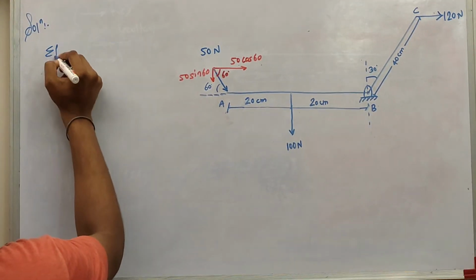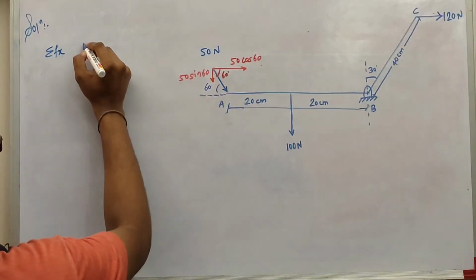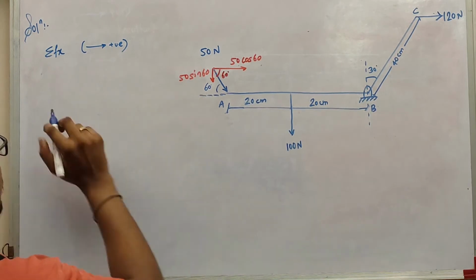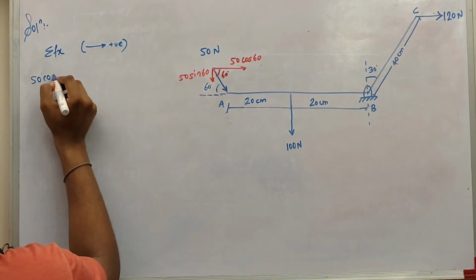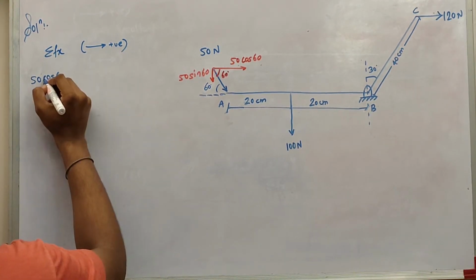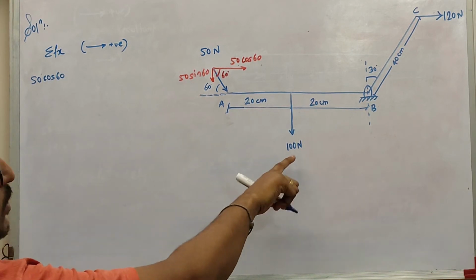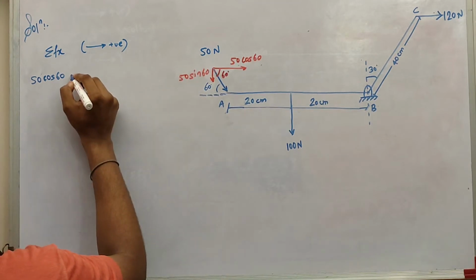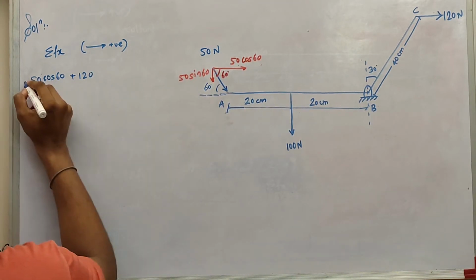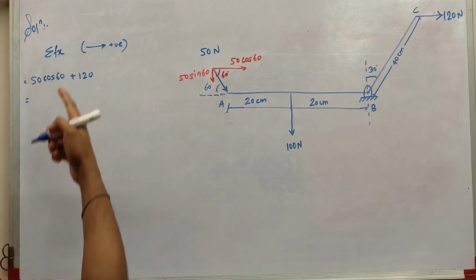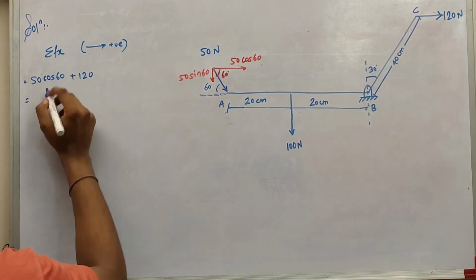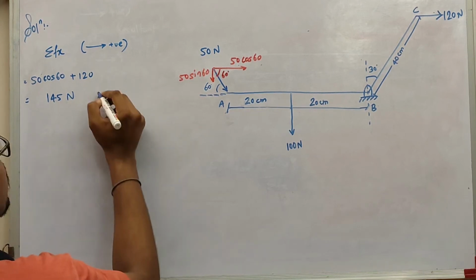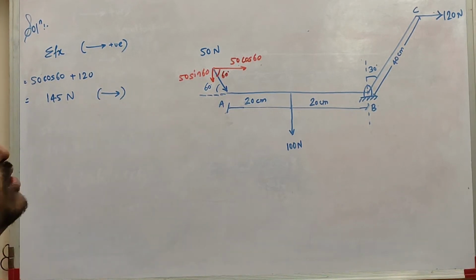So first step is summation F of x. The sign convention we will be using is whatever goes towards right will be taken as positive. So 50 cos 60 is going towards right, then 100 Newton is a vertical force, 120 is again a horizontal force, so that is going towards right. So your answer for summation F of x when you calculate will be something around 145 Newton, and that is positive. So we'll show an arrow, that is, it is towards right.